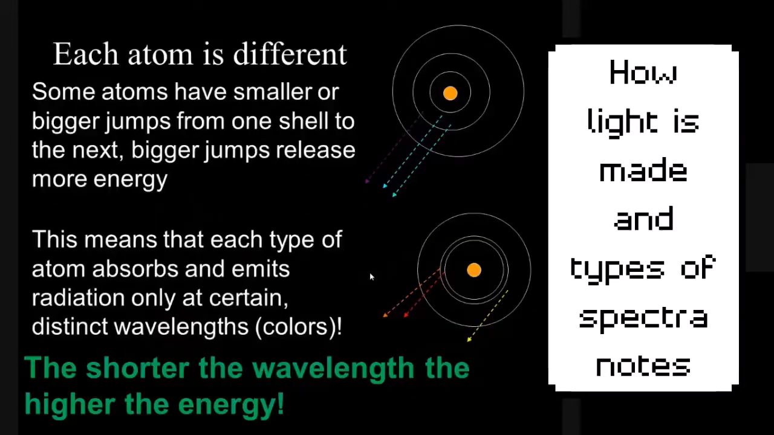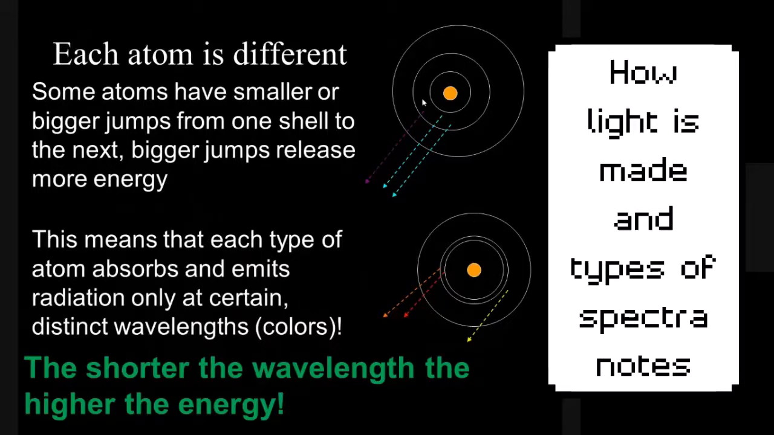Now, each atom is different. No 2 atoms are the same. So each atom has a different number of electrons. Each atom has a different number of electron shells. Those electrons can be filled in a shell. There could be empty shells. So it just depends. And each atom, because it has different electrons and different electron shells and different fills, means that each atom will absorb completely different wavelengths of light, and each atom will release completely different wavelengths of light.